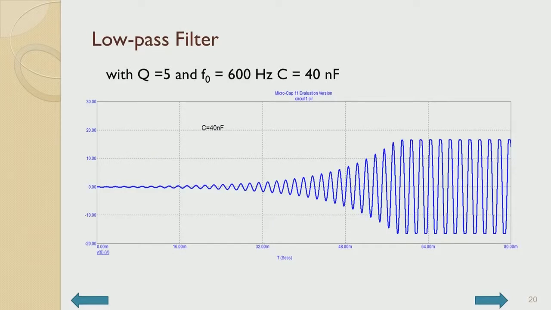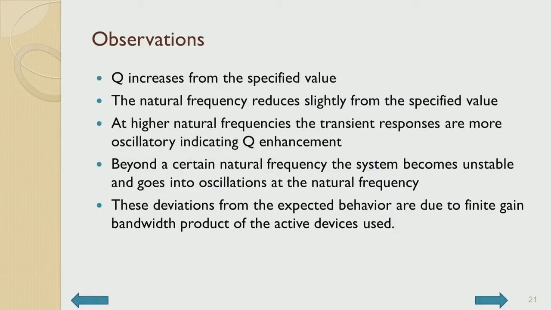Let us therefore increase the frequency from 400 hertz to 600 hertz by using capacitance equal to 40 nanofarads. Q is still the same, 5. What happens? It does not need any input. It is just going into exponentially increasing oscillation at the natural frequency of 600 hertz. It is only limited in amplitude by the supply voltage, which is nearly 15 volts for this 741. So, this is due to oscillation or instability in the circuit, which has been designed as a filter, but it works as an oscillator, oscillating at its natural frequency. It is due to the finite gain bandwidth product of the op amp. So, Q increases from the specified value.